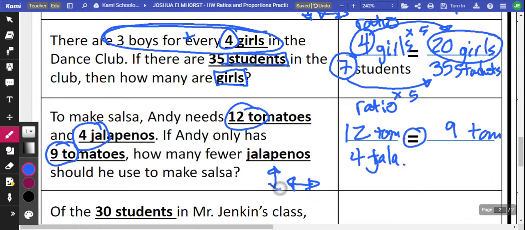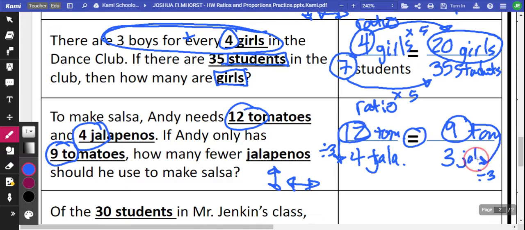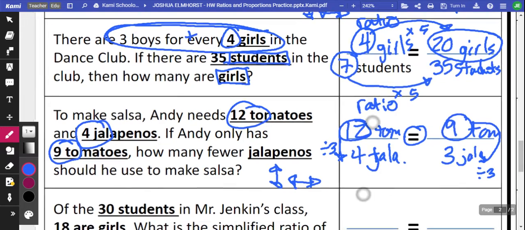Then you can look for factors up and down. Up and down, well, 12 divided by 3 is 4. So we do the same thing here. 9 divided by 3 is going to be 3 jalapenos.